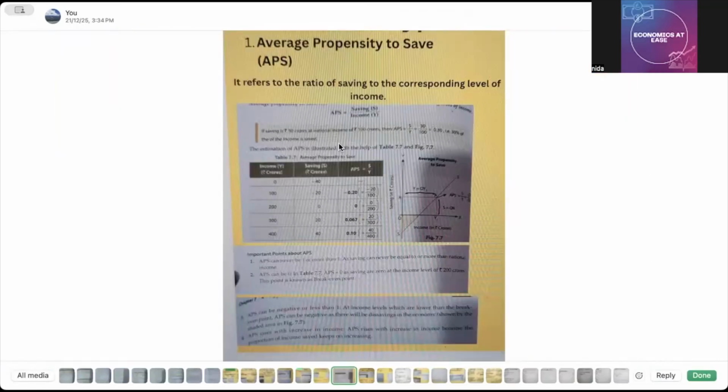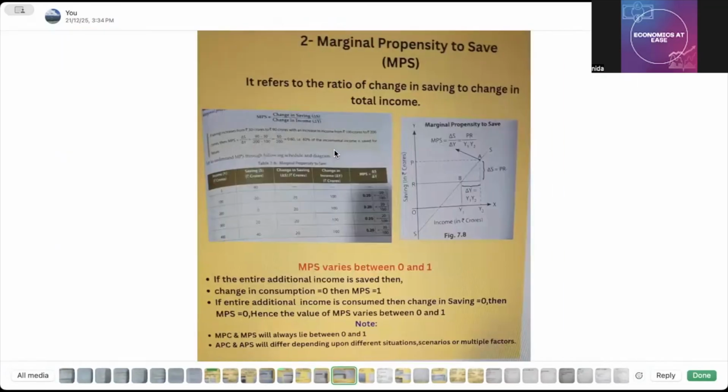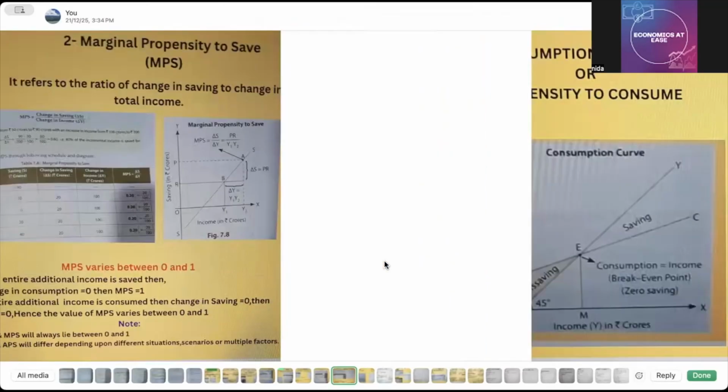Now, APS is the ratio of saving to the corresponding level of income. Important points about APS: APS can never be 1 or more than 1, but APS can be 0. APS can be negative or less than 1. APS rises with the increase in income. You can zoom in and go through the points. Then MPS is the ratio of change in saving to change in total income, and it varies between 0 and 1, right?